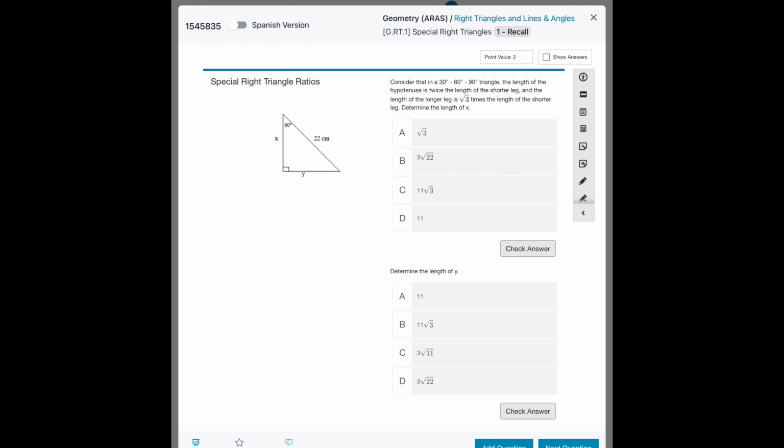Okay, if we check the answer, it is 11. By checking the answer, this is the right answer.